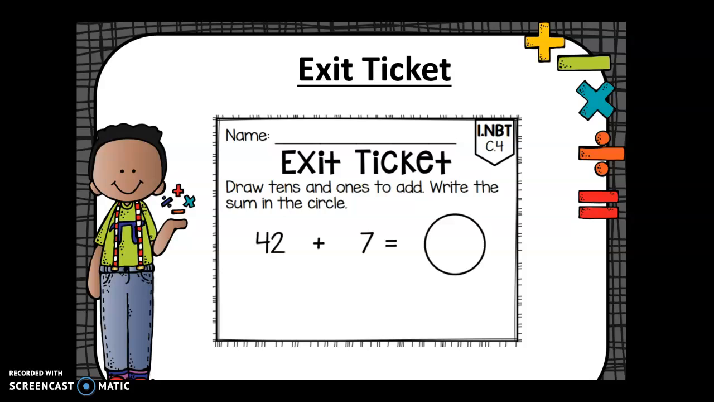Look at your exit ticket. It says draw tens and ones to add. Write the sum in the circle. So I want you to go ahead and draw your tens and ones under each number. And you're going to count them and add them all together to write your sum in this circle.